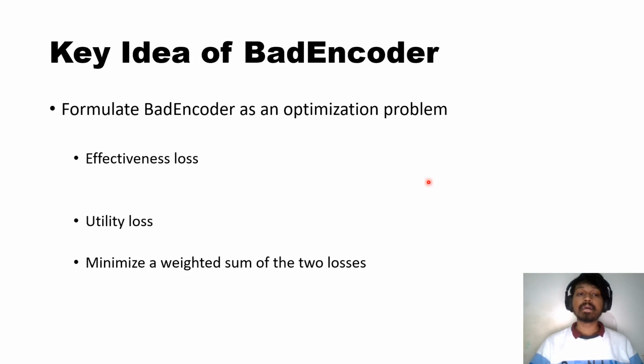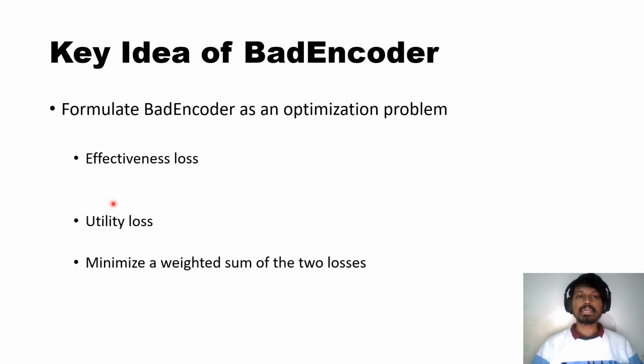Now, the key idea of BadEncoder is that we formulate it as an optimization problem. Effectiveness loss and utility loss are the two factors. Effectiveness loss means that the feature vector it produces must be similar to the reference images; the inputs should be similar to the shadow inputs, which basically means that the feature vector should be similar to the feature vector that is already being produced.